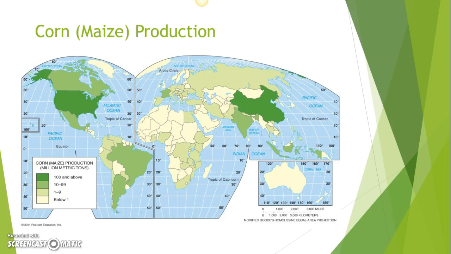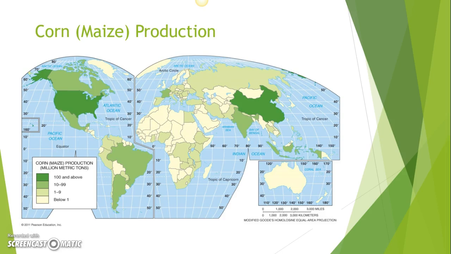So for the next several slides, what we're going to do is take a look at a few different products. It's the next 2 or 3 slides, I forget exactly how many, and just look at where they are being grown in the more developed and the developing world. We're going to look at a few key products that get used for a whole lot of stuff. So our first product here is corn, also known as maize.